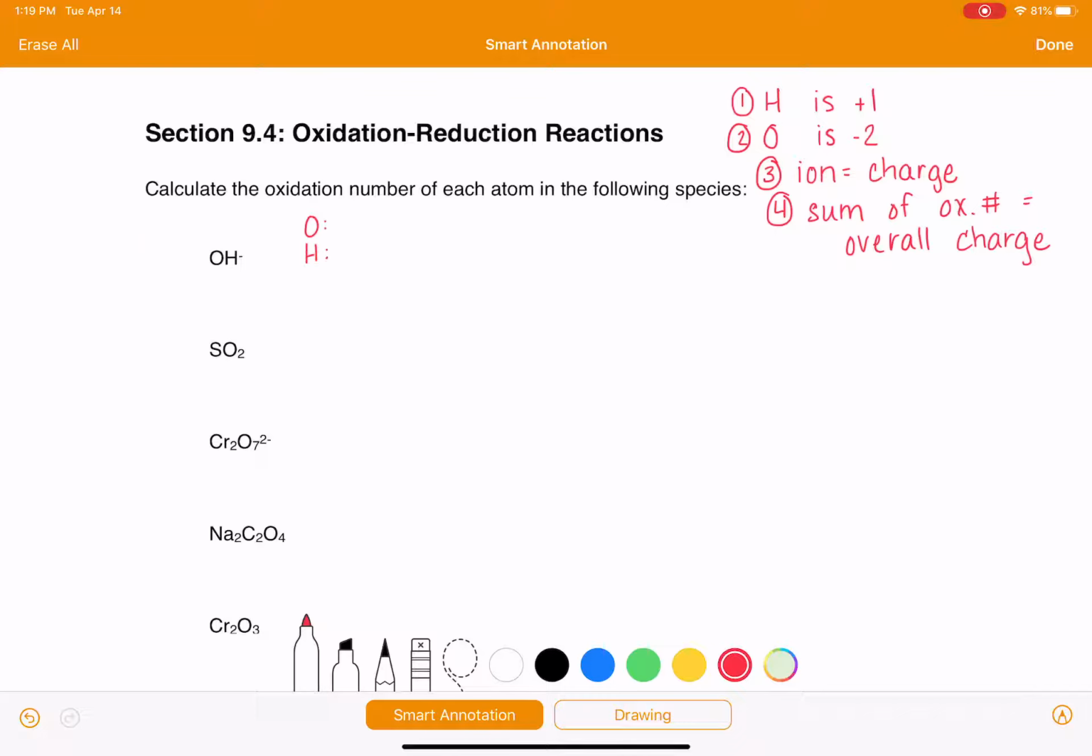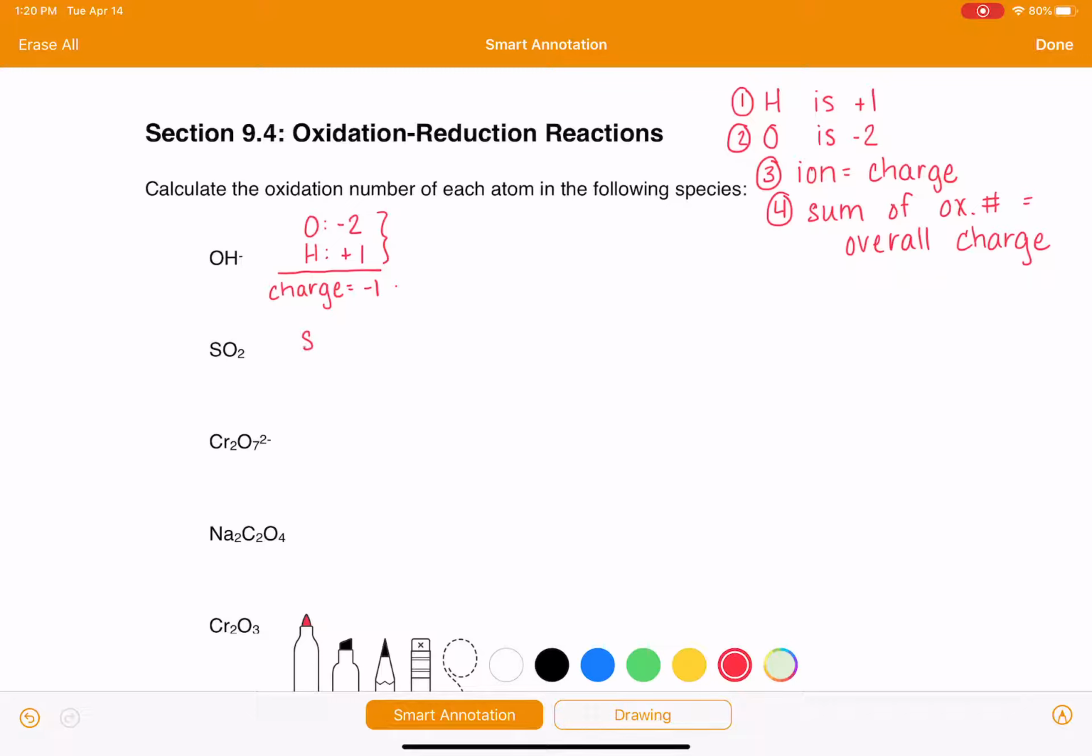What's the oxidation number of oxygen? What's the oxidation number of hydrogen? Well, these are both in our rules. Hydrogen is +1. Oxygen is -2. When we add them together, the charge of the OH- is -1. So when we add these together, they better equal -1. And they do, so we know we did it right. So that was a pretty simple example. Let's try the next one.